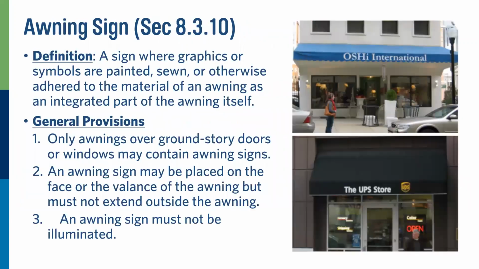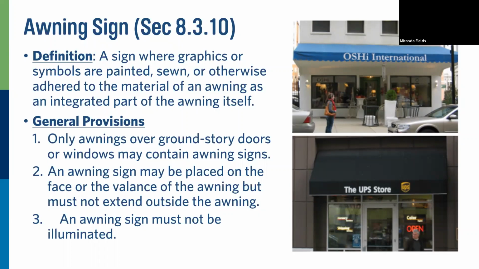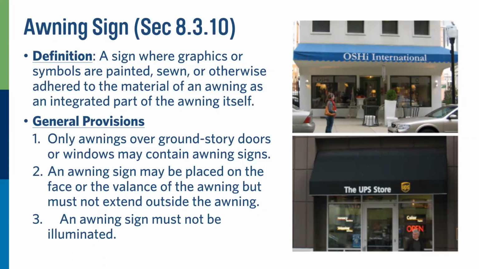So let's break it down. So awning signs. So what is an awning sign? It's exactly what it sounds like. It's a sign where the graphics are on the awning itself. So general provisions for that: only awnings over ground story doors or windows are allowed when you put the sign on it. An awning sign may be placed in the face, the balance of the awning, but must not extend outside of the awning, meaning the sign cannot extend past the awning itself. Awning signs cannot be illuminated. They are just the awning itself.